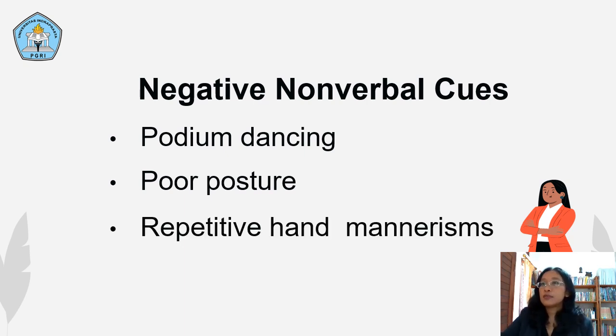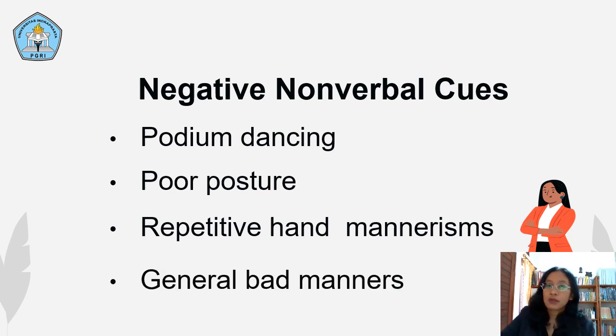Repetitive hand mannerisms. It's easy to get distracted by watching movement and forget to listen to the words. Be aware of your own hands. Then, general bad manners. Stop bad manners and habits such as looking everywhere, interrupting others without listening, arriving late, rubbing your ear, or using crude language.